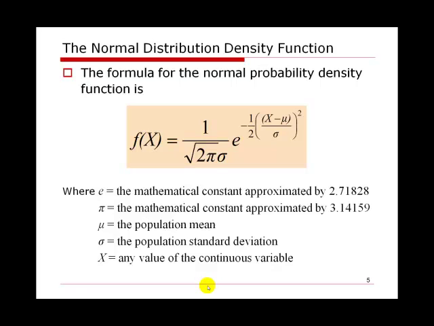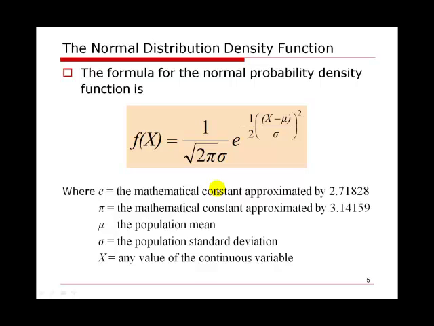Mu, which is the population mean, and sigma is the population standard deviation. So basically, these are the two parameters that describe the population distribution. And x is the value of the continuous variable, which basically is the one that we use to calculate the corresponding probability density function value. Now, if we look at all these parameters, basically the value mu and sigma, or the population mean and the population standard deviation, will determine how the probability density function looks like. Because e and pi are two constants.